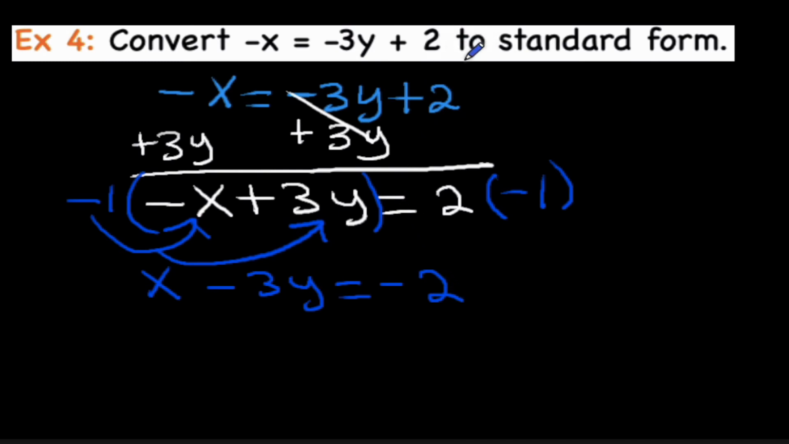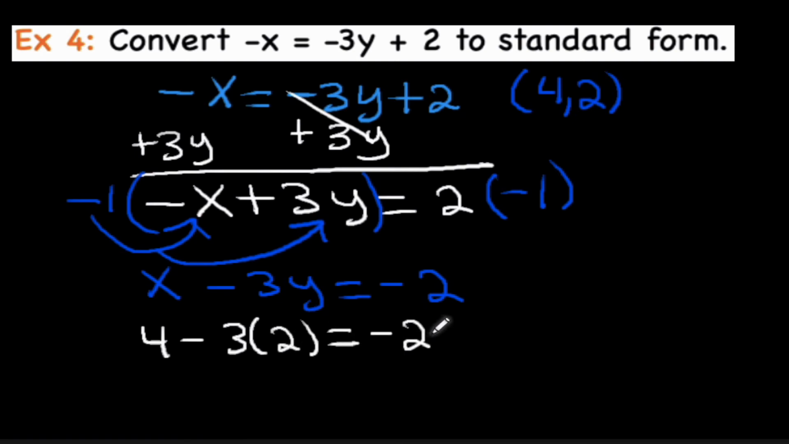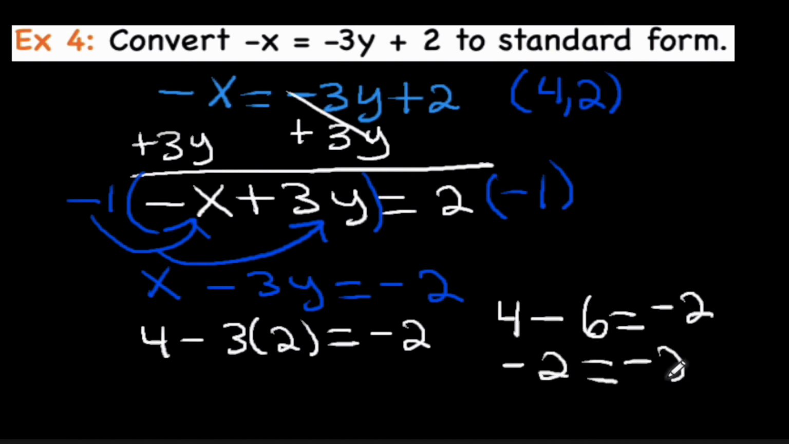Now, what if you were asked, is the ordered pair 4, 2 a solution? Well, all you have to do is plug in the values. So we have x at 4 minus 3 times y, which is 2, equals -2. So we have 4 minus 3 times 2 is 6, is equal to -2, meaning that -2 equals -2. So that means the ordered pair 4, 2 is a solution to this line here. Let's go over one last example, example 5.